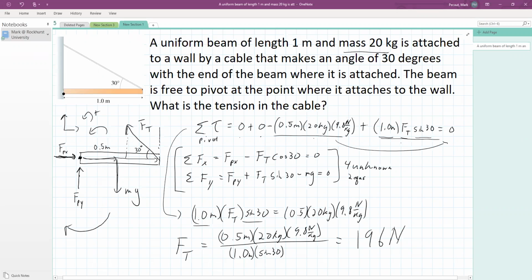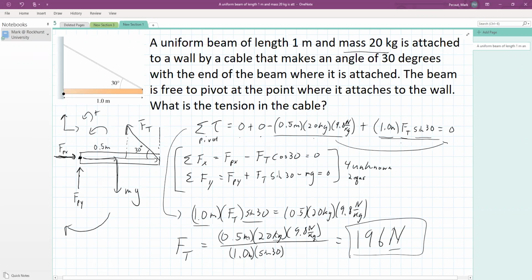So when you type this into your calculator, you get 196 newtons. Notice that I know it's newtons because the meters here cancel the meters here. And then I have kilograms. The kilograms here cancel the kilograms here, and I'm left with newtons. And sine 30 has no units. So that's how the units shake out. Okay, so the correct answer here is 196 newtons.